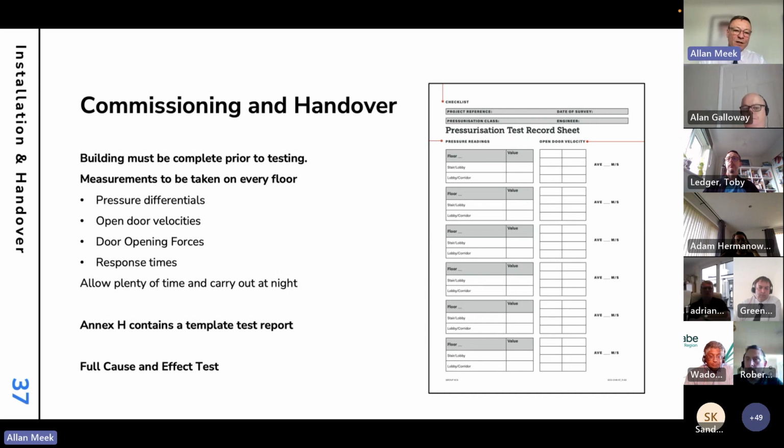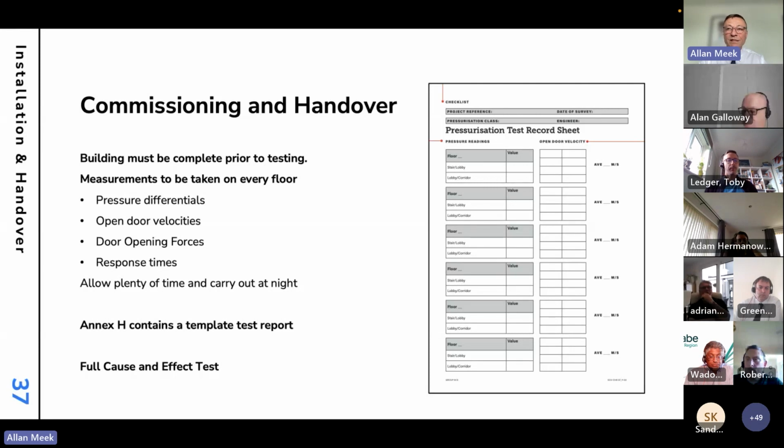And we need to do a lot of measurements on each floor, and there's a lot of walking up and down stairwells, changing something, walking up and down again. So it is kind of an iterative process. So we need to take measurements on every floor and record them, which would be, as a minimum, the pressure differentials, the open door velocities, door opening forces, and the response times.